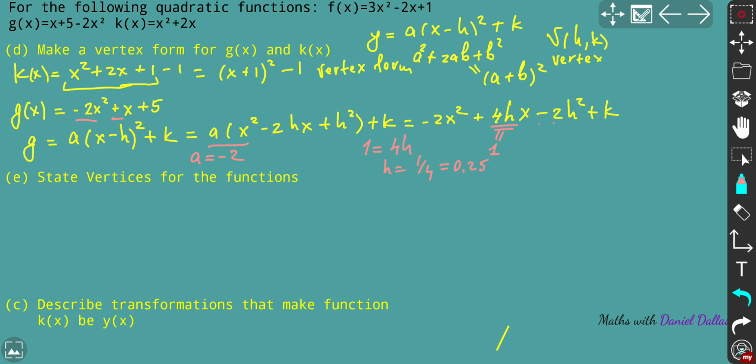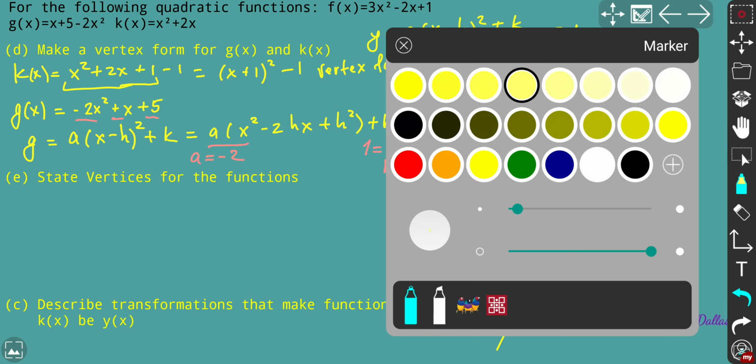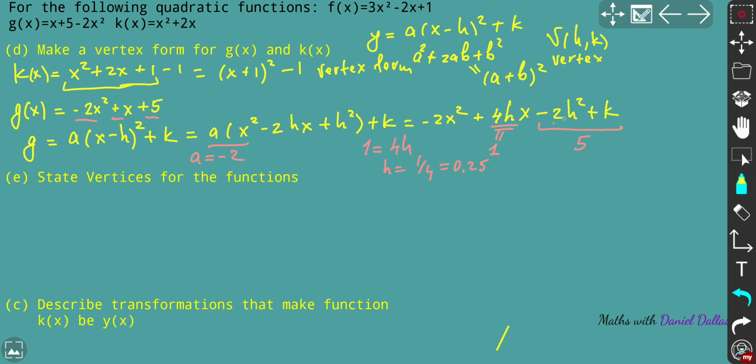Right now, I just can calculate the last part, which in our case is 5. This is the last coefficient. So I'm going to solve the last equation here, which is negative 2h squared plus k equals 5. But instead of h, I will use 0.25, or as you like, 1 over 4. So I'll write negative 2 times (1 over 4) squared, which is 1 over 16, plus k will be equal to 5.